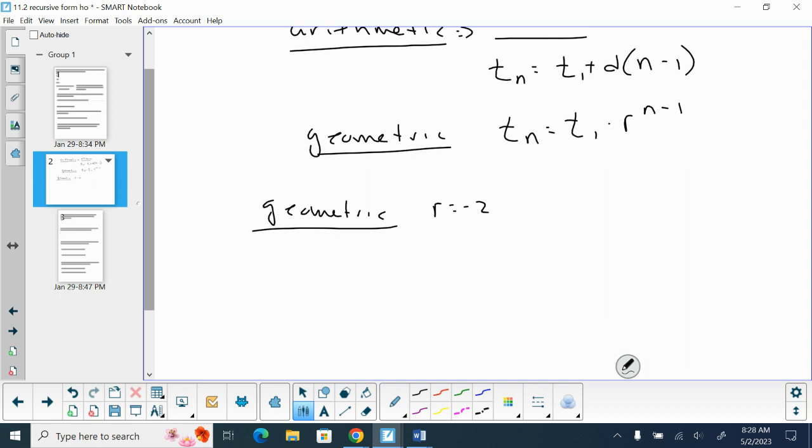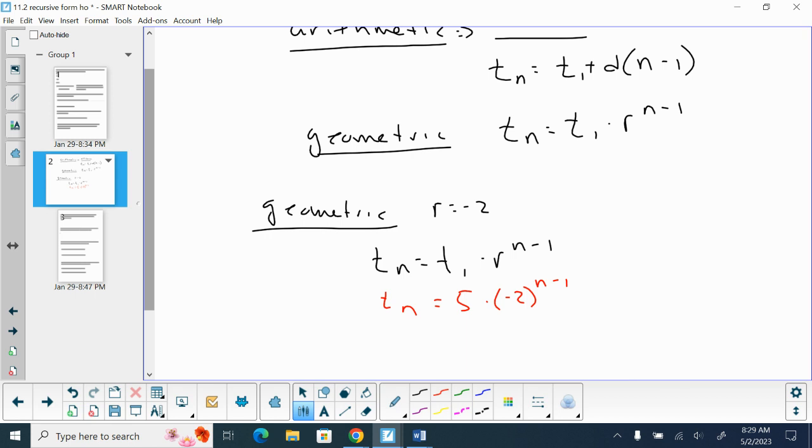So we have a geometric sequence. Tn is equal to T1 times r to the n minus 1 power. Well, my T1 is a value of 5. So we have 5 times the common ratio of negative 2 to the n minus 1 power, which most of you probably got to this point and then had trouble with the next step. How do I get my solution?